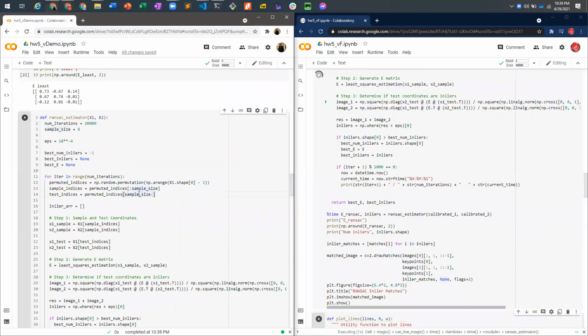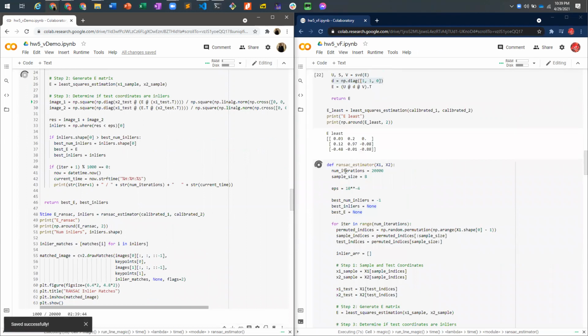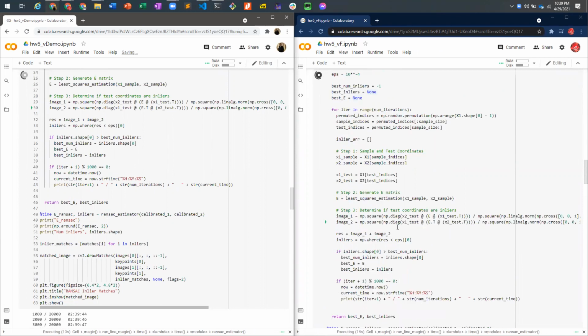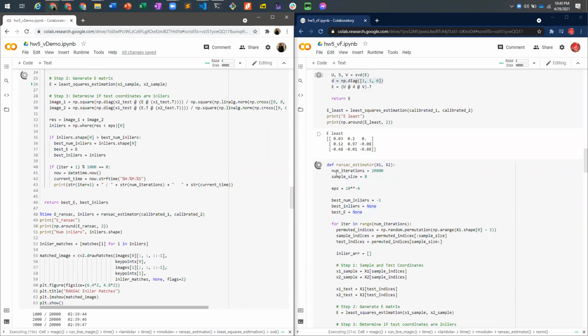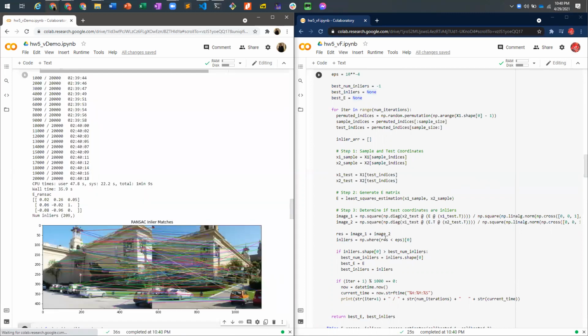Now moving to the most interesting part of the code, the RANSAC estimator algorithm. It is based on the parameters: the number of iterations, which we've set to 20,000, the sample size, and the threshold epsilon. We repeat a process 20,000 times of selecting sample points of size 8. We use those 8 sample points to generate the essential matrix. We then use that estimate of the essential matrix to generate inliers, and select the number of inliers based on the epsilon threshold parameter that we've selected.